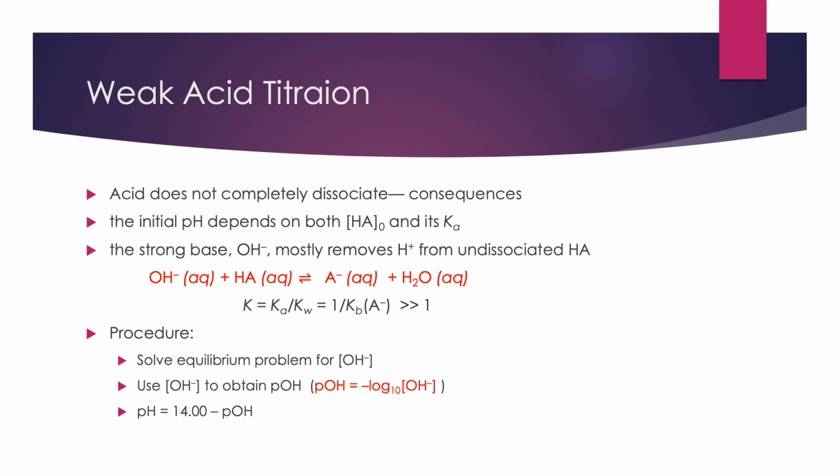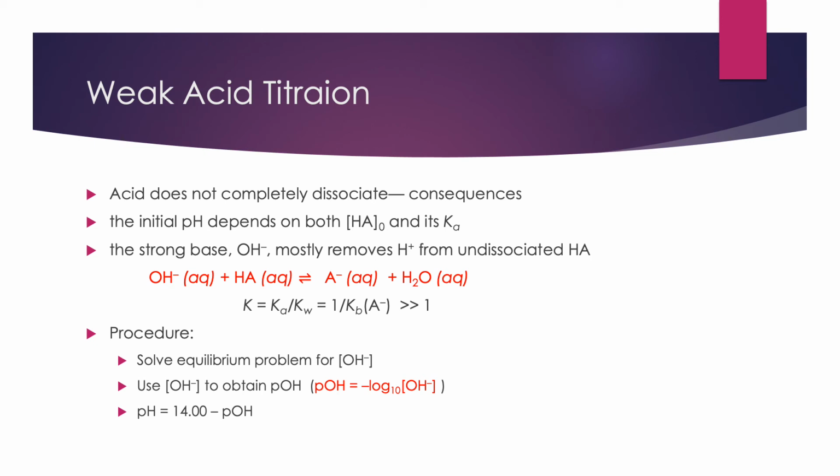So let's see what happens when we look at a weak acid titration with a strong base. Some of the things that are different are that the acid does not completely dissociate, and this has consequences for the way the titration curve is laid out. For one, the initial pH is going to depend not only on the concentration of the weak acid, but also on its acid dissociation constant, because that's what really sets the amount of hydronium ion that will appear in the solution. The strong base, OH-, mostly removes H+ from the weak acid, HA, that has not yet dissociated.